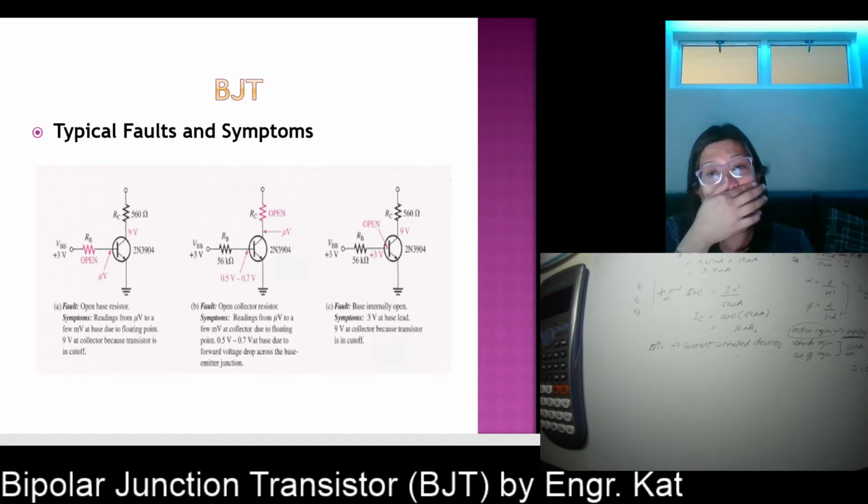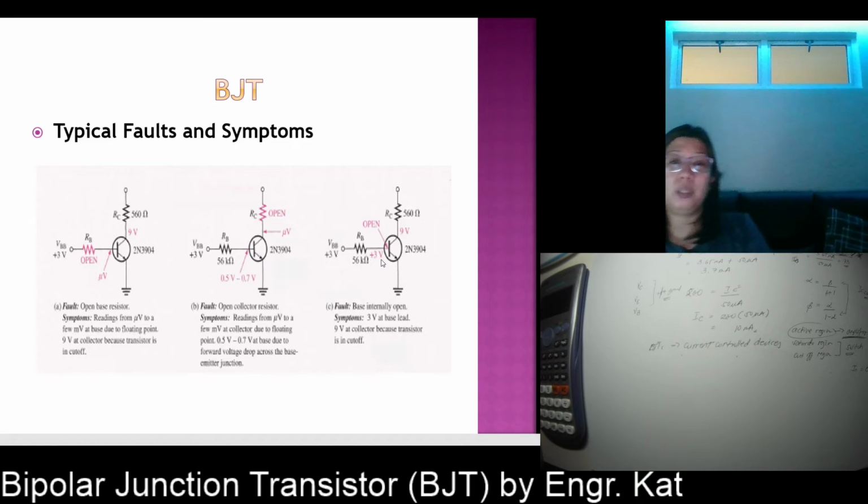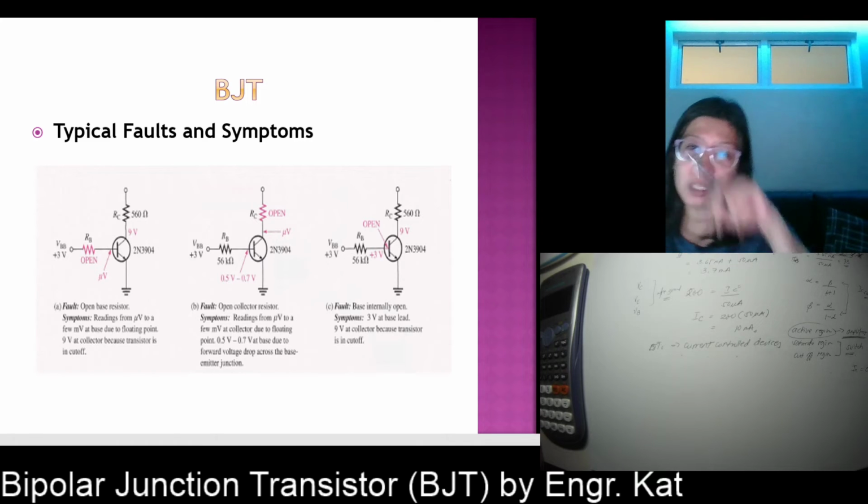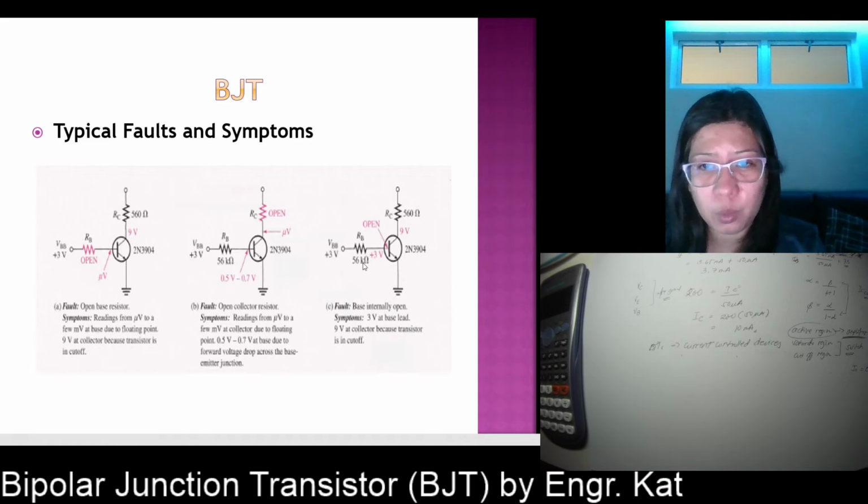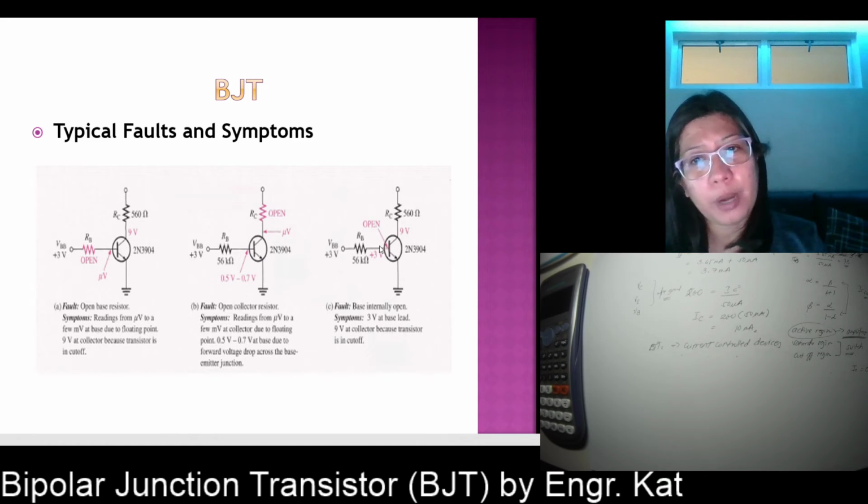Base internally open. Even though your base resistor is functioning, there is something wrong with the transistor itself. The base is internally open, you read 0.3 here, which is wrong. Why? We must only read around 0.5 to 0.7. If this is the case and your RB is not open, the defective part here is most probably your base.